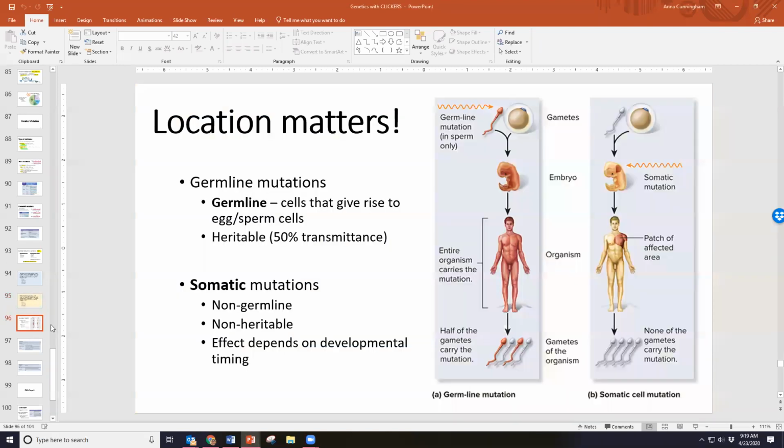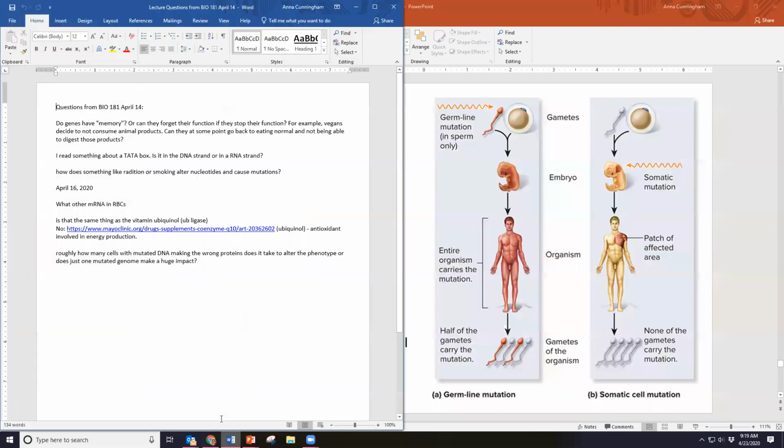Okay, so I had an excellent question last week. Let me pull it up. I had two really good questions actually. One of the questions that this slide is going to answer is: how many cells with mutated DNA making the wrong proteins does it take to alter the phenotype? Or is it just one mutated genome? And the answer is, it depends on when and where the mutation takes place.